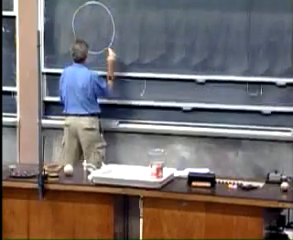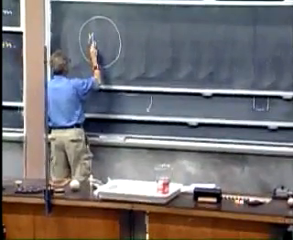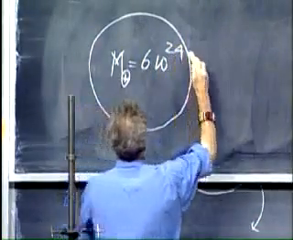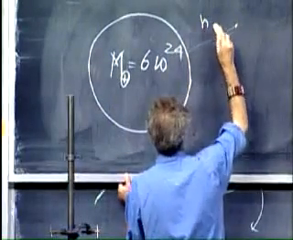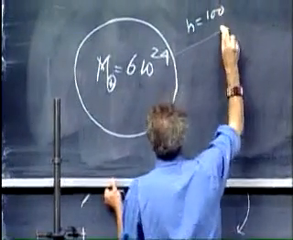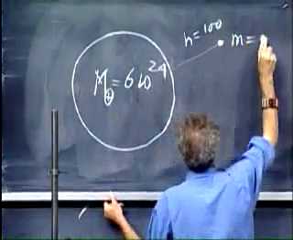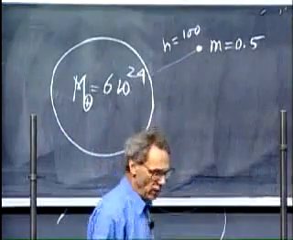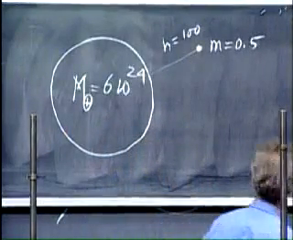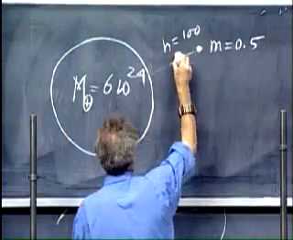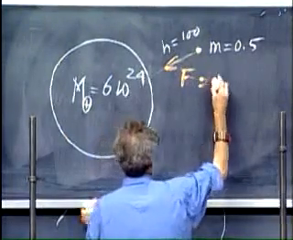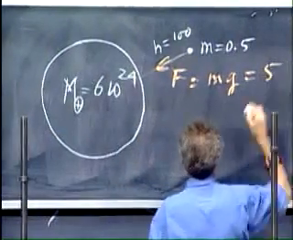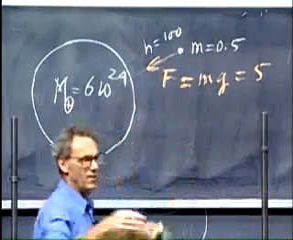So here's the Earth. And the mass of the Earth is about 6 times 10 to the 24 kilograms. And here at a distance h, for which we will take 100 meters, is this apple m, which, say, has a mass of half a kilogram. There is a force from the Earth onto the apple. And this is that force. And the magnitude of that force is mg. And that is 5 newton. I take g as 10, just round it off a little.